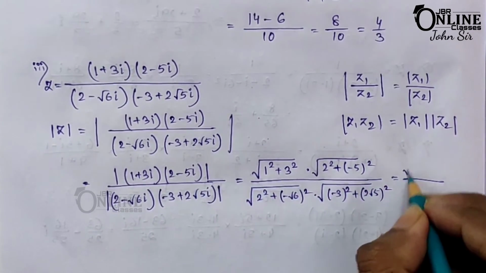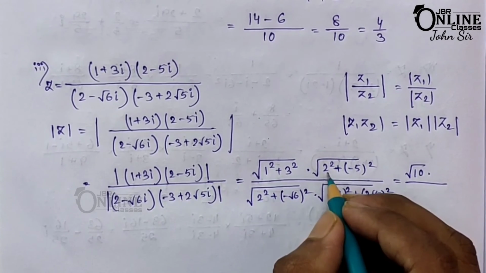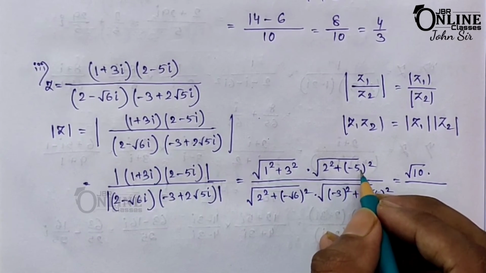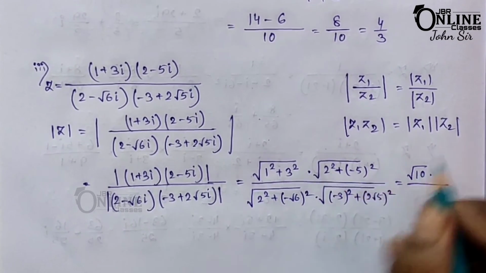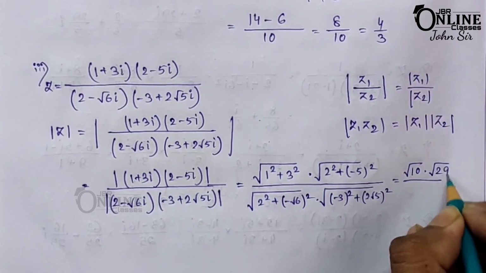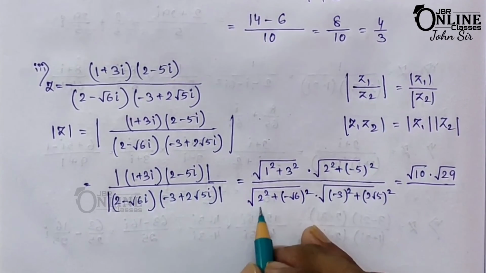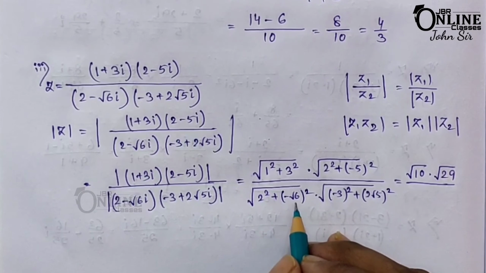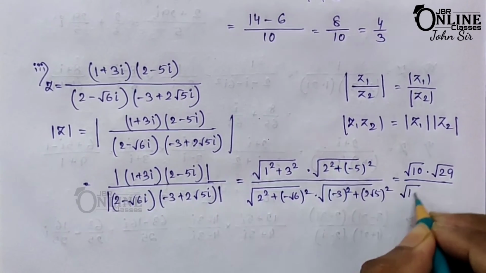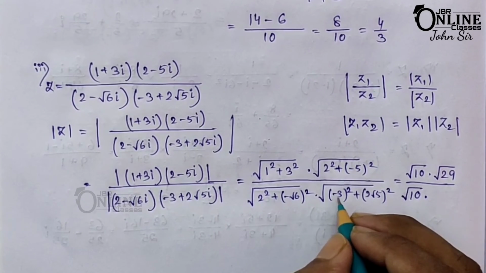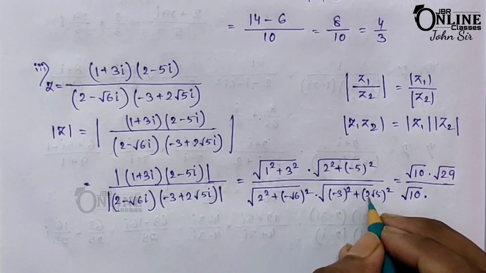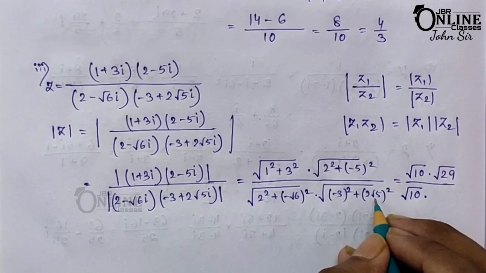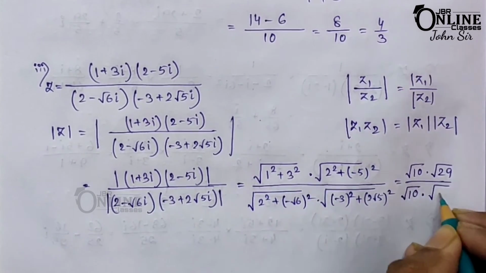Now from the first one it will be mod 10, and from the second one will be 4 and here 5, so 25. 25 plus 4, that equals 29. Now the lower one, here 2 square means 4 and root 6 whole square means 6, so 4 plus 6 will also be 10, and the lower one, here 3 square means 9 and here 2 square means 4 into 5, 20, so 29 means 29.